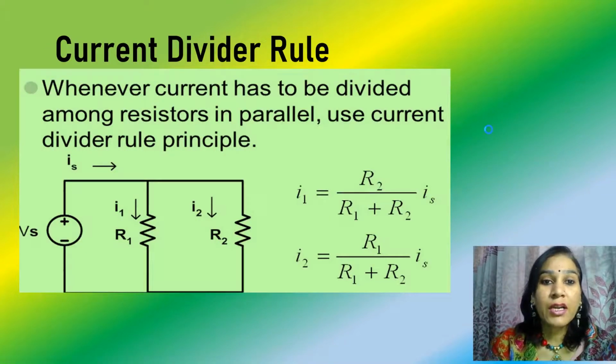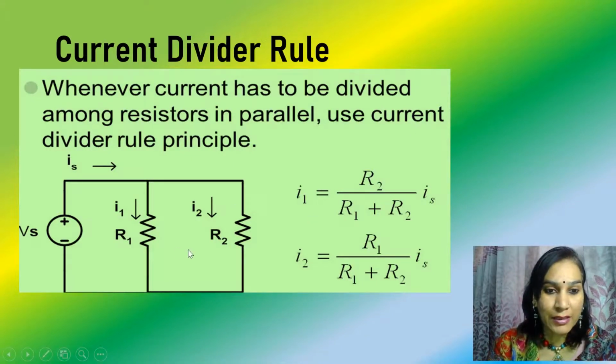Next is the current divider rule. Whenever current has to be divided among resistors in parallel, use the current divider rule principle. The voltage divider rule is used in series circuits and the current divider rule is used in parallel circuits. So we are having a parallel circuit in which we have R1 and R2. Current I1 is flowing in R1 and current I2 is flowing in R2. When we want to find the individual currents, let's say we want to find the current in the R1 branch.